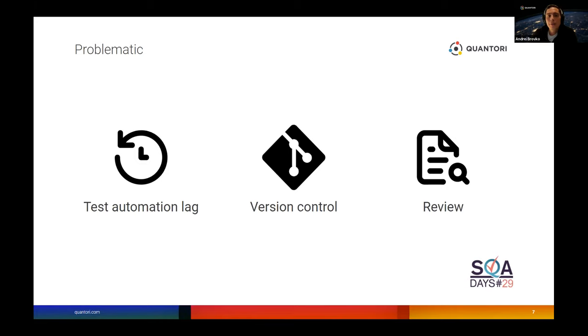The next problem is that for most test management systems, there is no version control. So we can't track changes in our test cases and test scenarios. Also, it is hard to do branching. We have a new version of the system in some branch or several branches with some new features, but we can't create a branch and create a test case in the test management system. And also there is a problem with review.